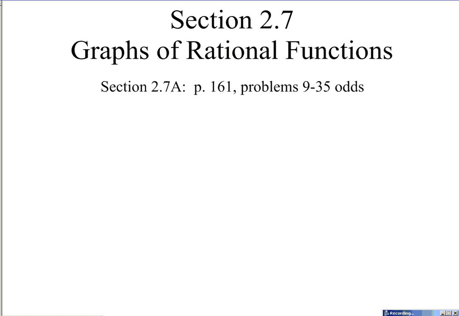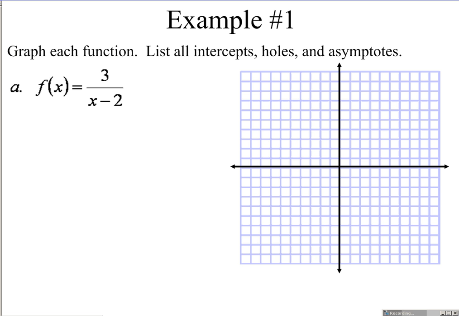Section 2.7a, graphs of rational functions. What we did yesterday in section 2.6 leads us up to actually using that information now to produce a graph of the rational function. So much of what we're going to do today is going to be exactly the same. We're just adding in the graph to the information we did yesterday.